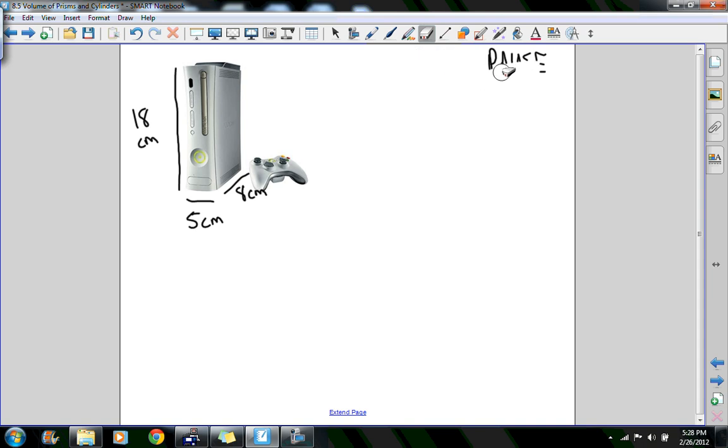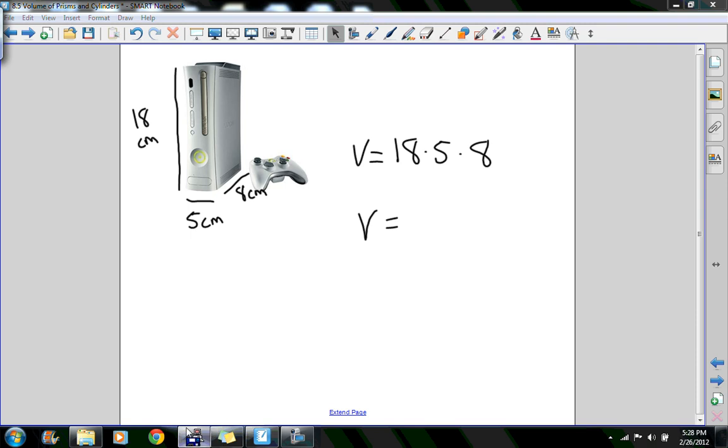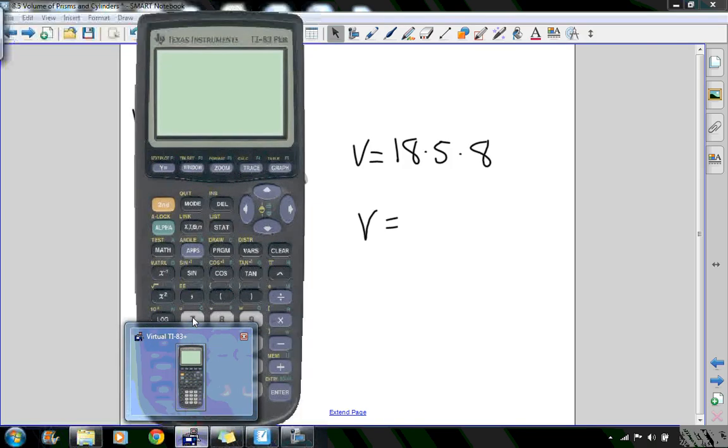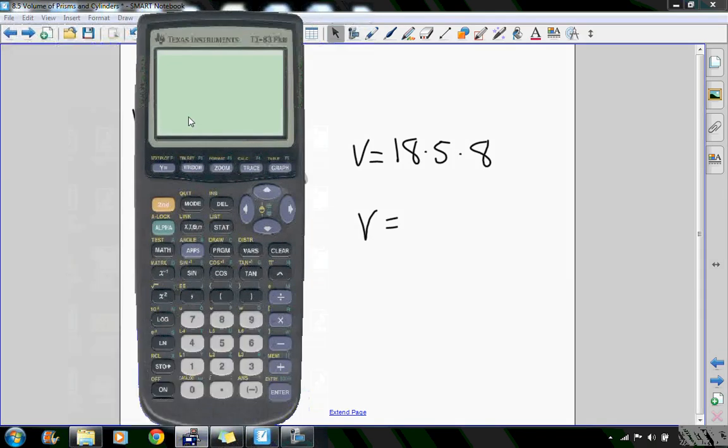Alrighty, so I hope you tried that one. The volume is going to be pretty simple. It's just going to be 18 times 5, the area of this front side of the Xbox, and the 8 is going to be the three-dimensional measurement. So you just do 18 times 5 times 8, which if I pulled out the calculator and got it to work, there we go.